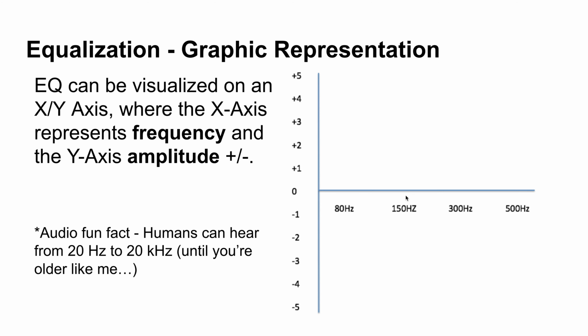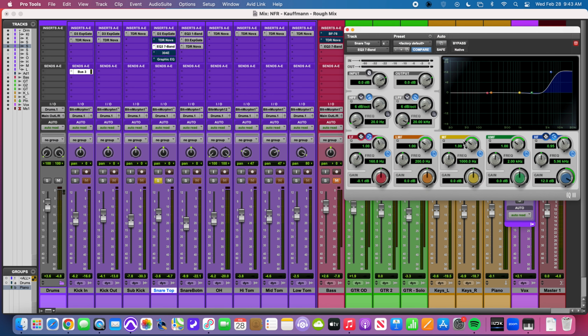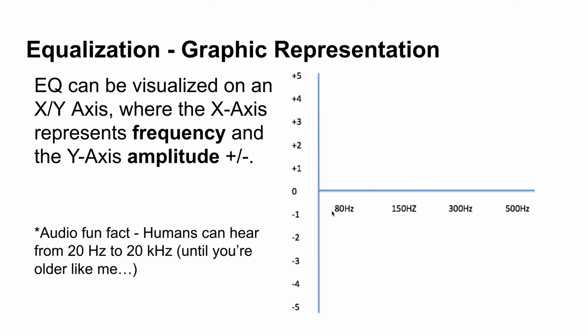How is EQ represented graphically? You already saw this. It's an XY axis. The x-axis is frequency. The y-axis is amplitude, plus or minus. We can hear, at least most of us, from 20 hertz up to 20,000. As you age, you lose mostly from the high end. I've done some fun tests. I'm definitely losing my hearing, at least up above 18.